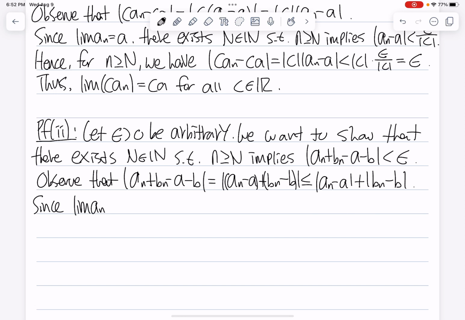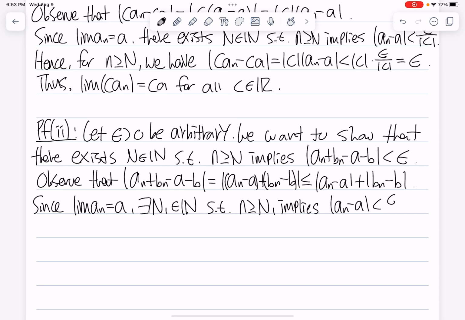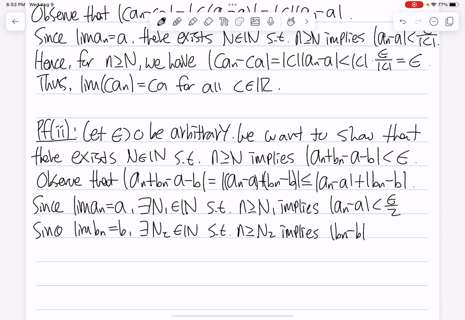Well, since an converges to a, there exists N1 in the natural numbers such that small n greater than or equal to big N1 implies |an minus a| less than epsilon over 2. And similarly, since limit of bn equals b, there exists N2 in the natural numbers such that small n greater than or equal to big N2 implies that |bn minus b| is less than epsilon over 2.